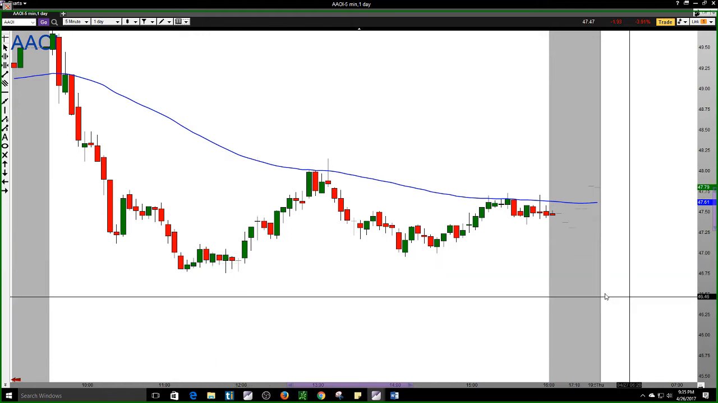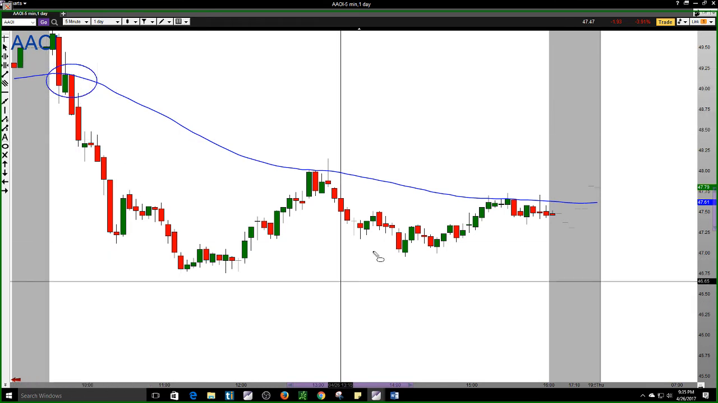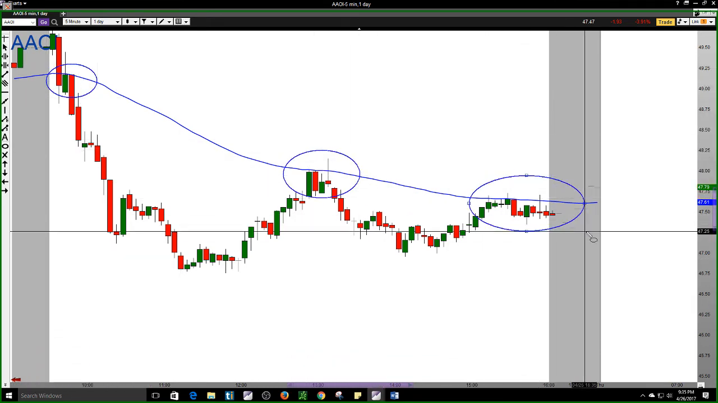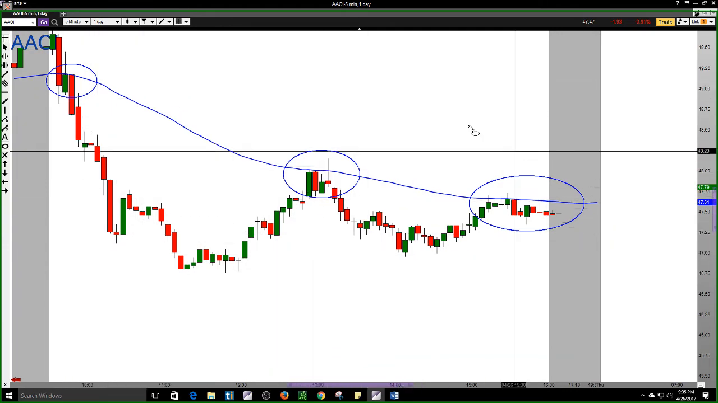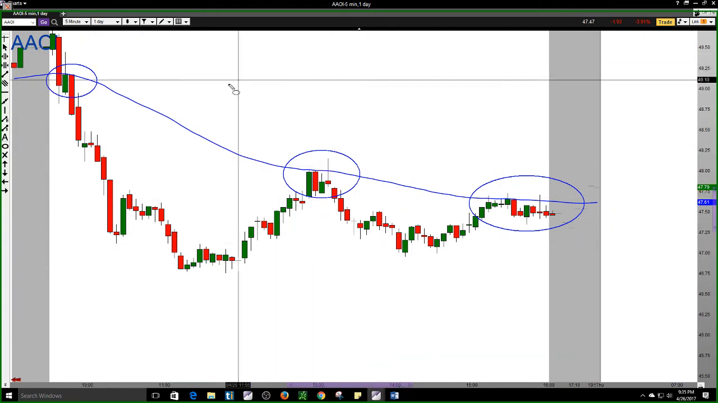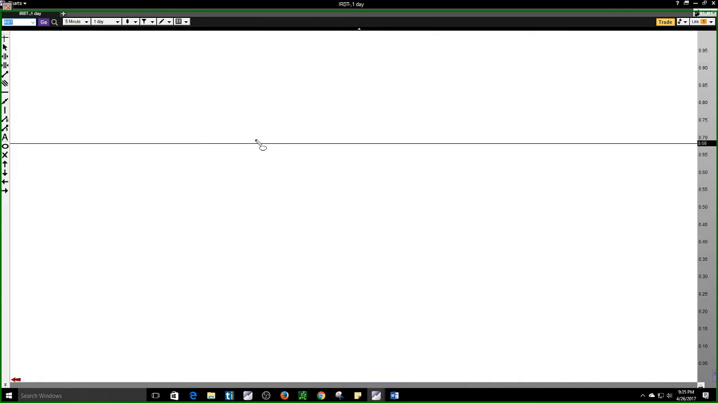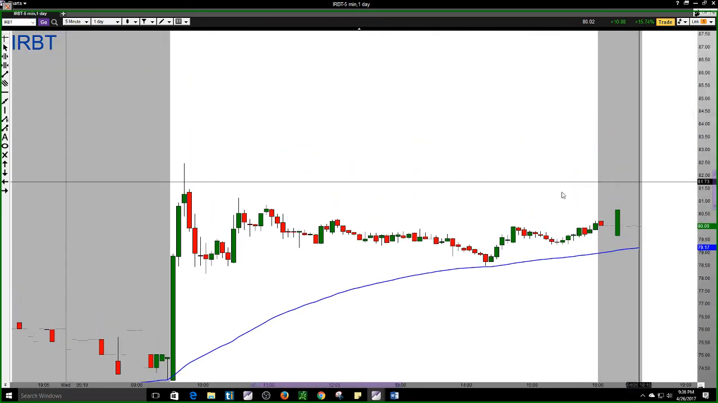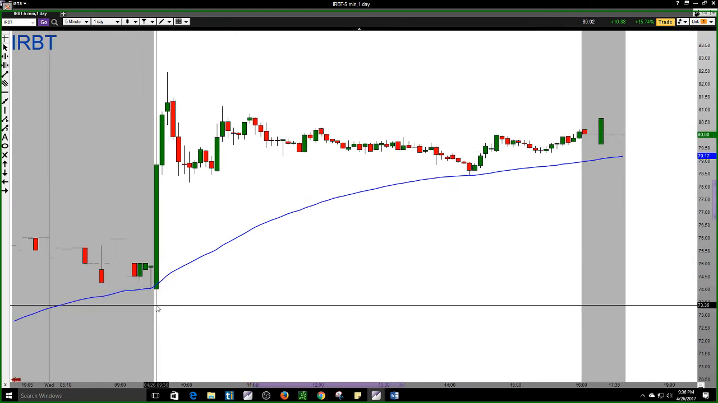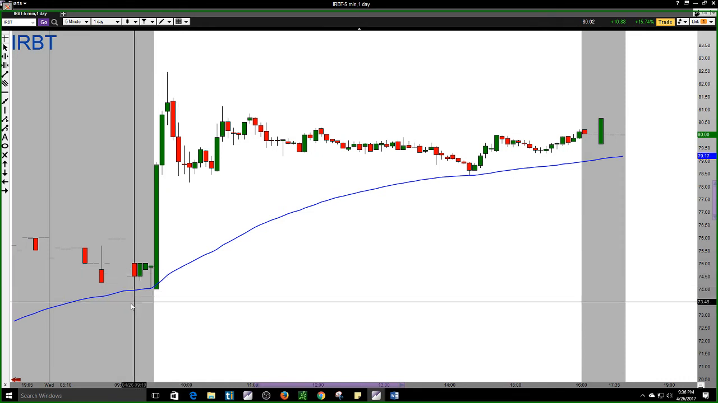Now if the same strategy applies, short under and long over, would you have made money on this 72-day moving average on this chart? And it would work for any single chart that you can find. IRBT, it's over my 72-day moving average. I'm going to take it long.